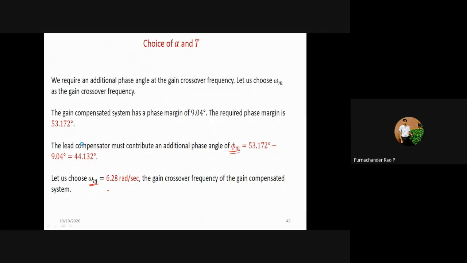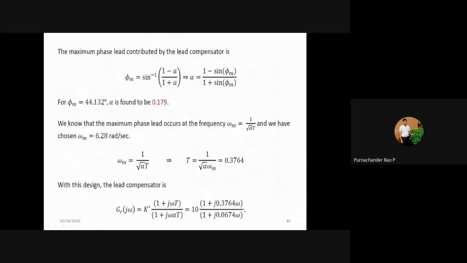Once you get phi m and omega m, then you can find the alpha value and the T value. Finding alpha and T is important. Once you get alpha and T, you can substitute them into the transfer function for the lead compensator, so this can be included in your system. This is the normal G of s, and this is your G of j omega.